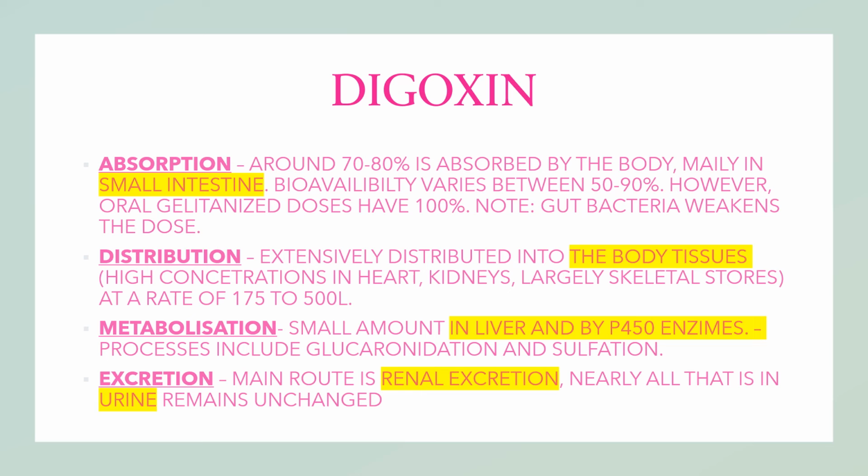The distribution: it is extensively distributed into the body tissues, and high concentrations in the heart and kidneys can be found, but largely in the skeletal stores, at a volume of distribution of around 175 to 500 litres. The metabolization is a small amount in the liver by the P450 enzymes. The processes include glucuronidation and sulfation. Excretion: the main route is renal excretion, and nearly all that is in the urine remains unchanged.